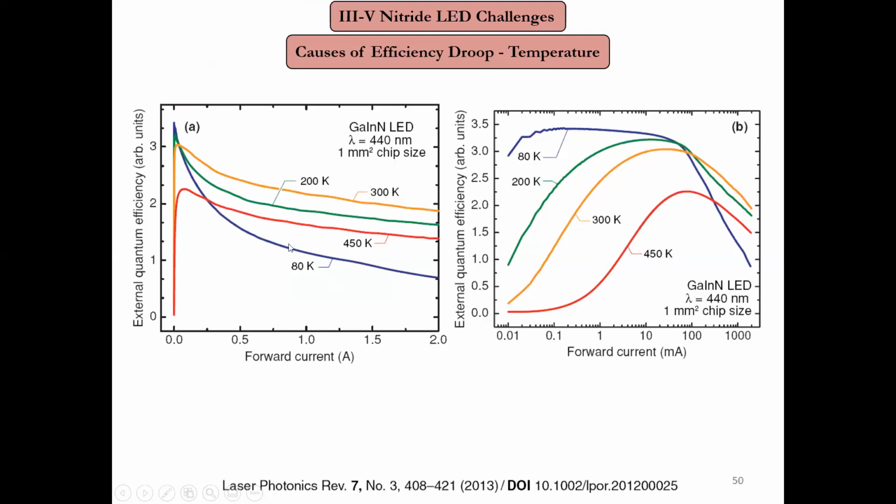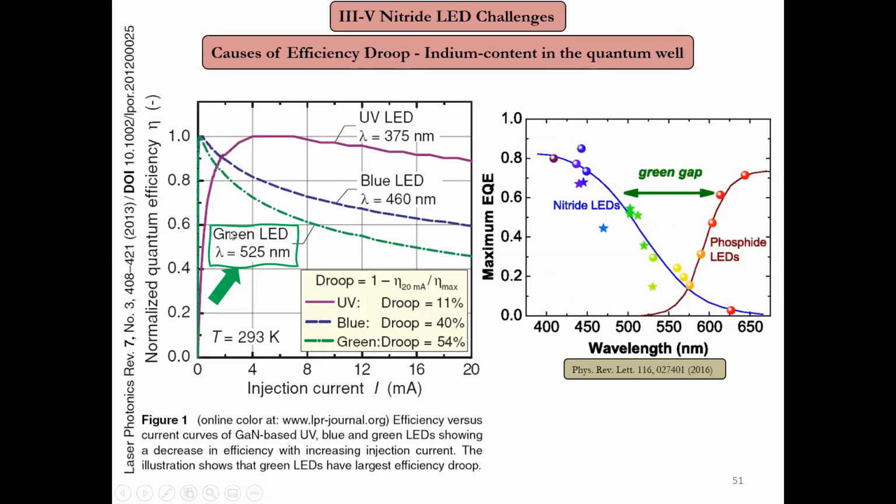Again, temperature has a strong influence on the characteristics of the device. The same device working at 80 Kelvin has different characteristics than the same device working in the 300 Kelvin regime. This is mostly where we work on green LEDs. Currently, we are working on UV LEDs. We have some interesting results, but we are in the process of accumulating our results. But this is what we talked about most in our earlier slides.